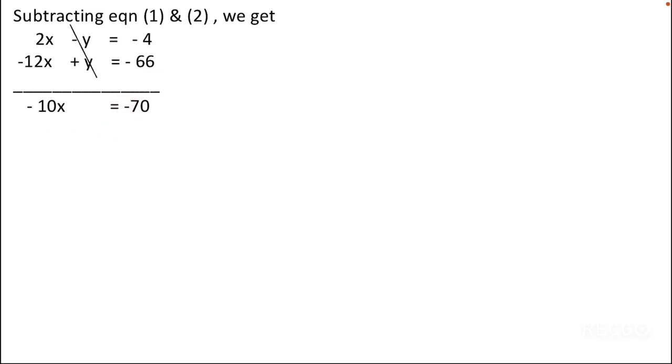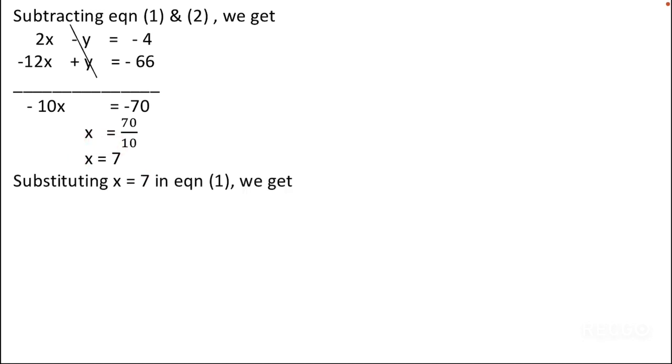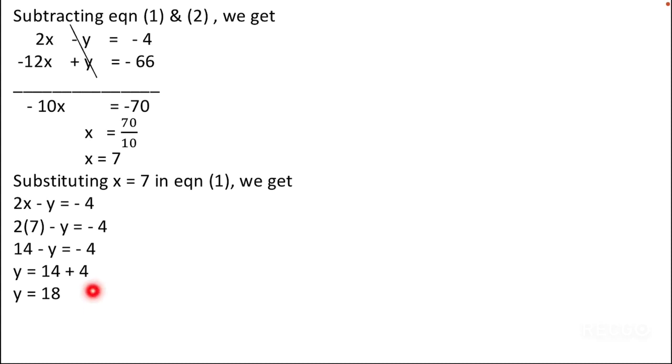So now we got the value of x as 7. So we will substitute this value in any of the previous equation to get the value of y. So we have the equation, that is 2x minus y is equals to minus 4. So we will substitute. So we get 2 into 7, that is 14, minus y is equals to minus 4. So y is equals to 14 plus 4, which is equals to 18. So we got our x as 7 and we got our y as 18.